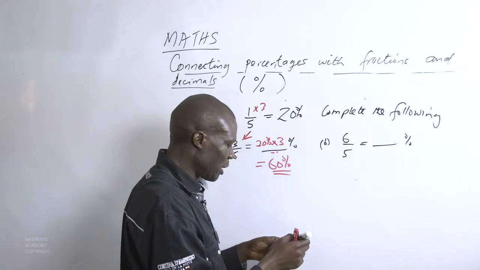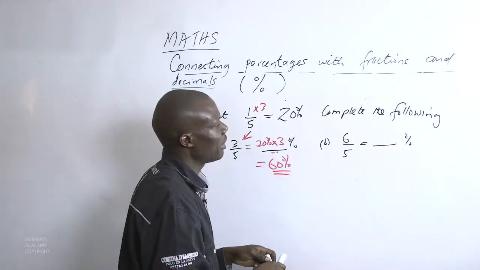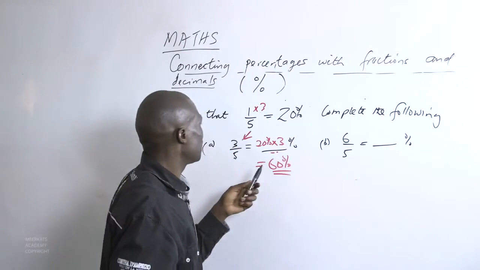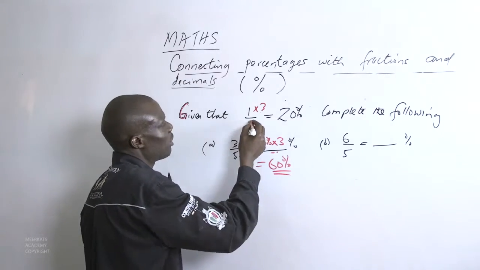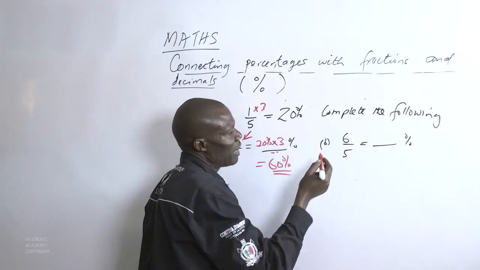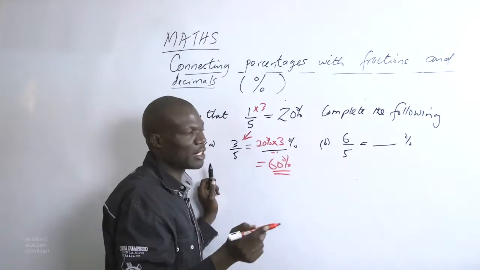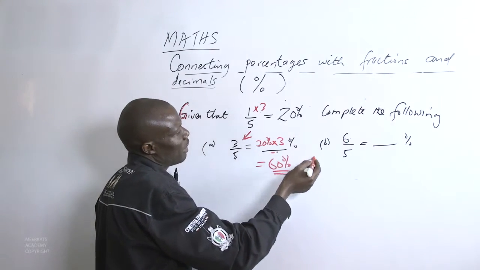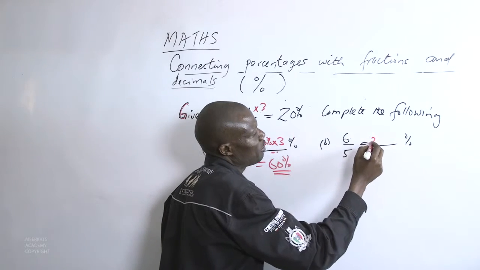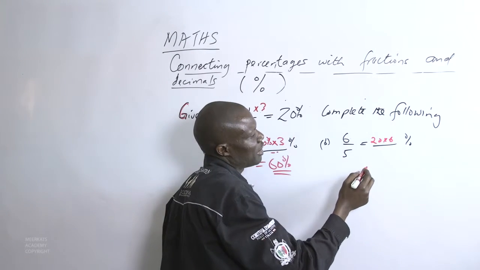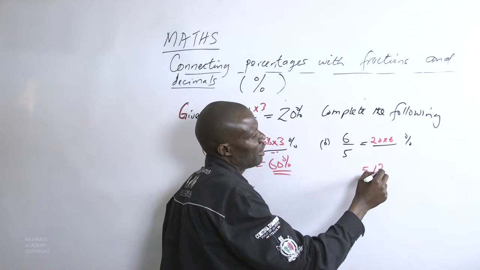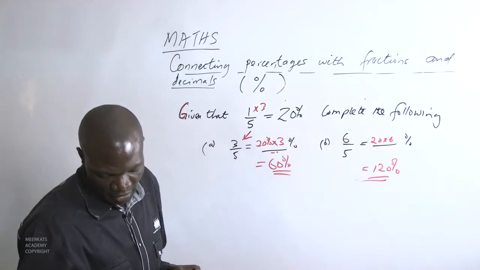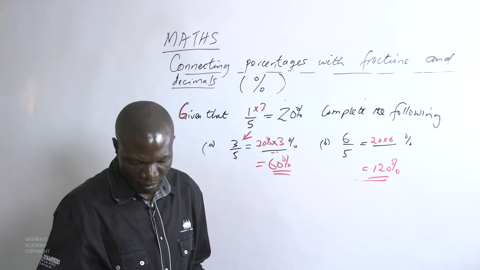For the second part here, we have 6 over 5. How did we get 6 given that we have 1 over 5? If we multiplied a fifth by 6 to get 6 over 5, then it means here we shall have 20% multiplied by 6, which is 120%.